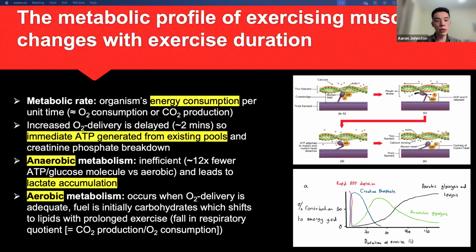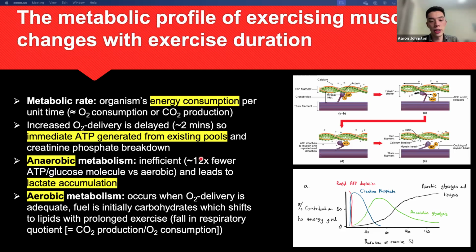So it's important to note that during exercise, the source of ATP changes. Remember, ATP is what's needed for cross-bridge cycling and muscle contraction. If I set off sprinting now, I'm going to need ATP immediately for the muscles to contract and for my legs to move, but I've not had a chance to deliver more oxygen yet. So I can't rely on aerobic metabolism.